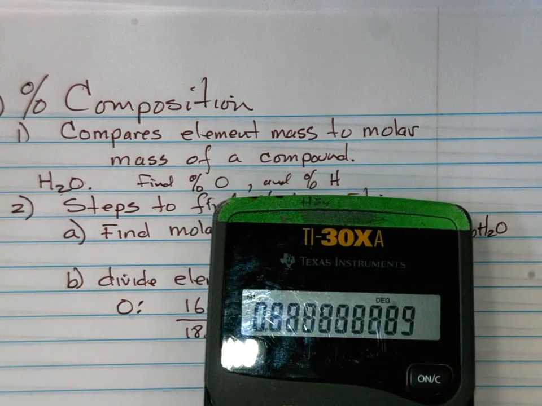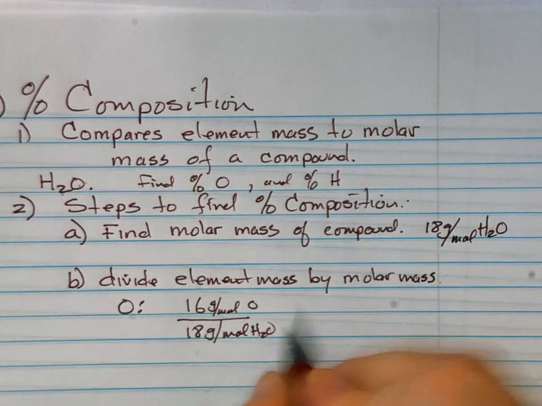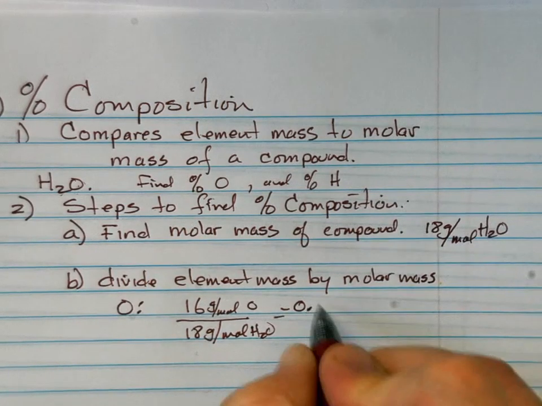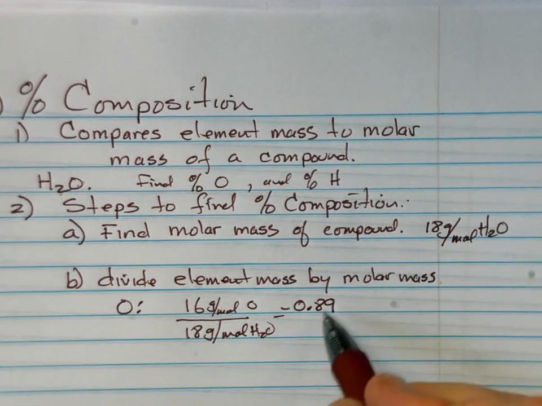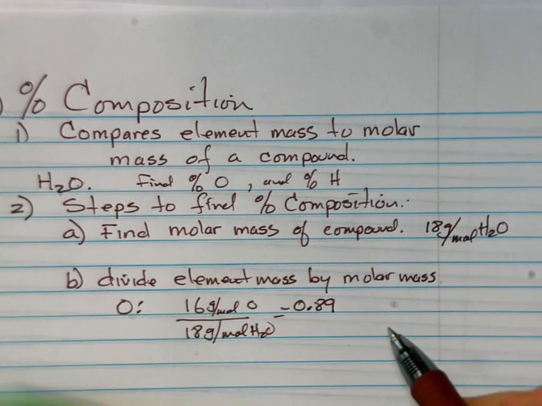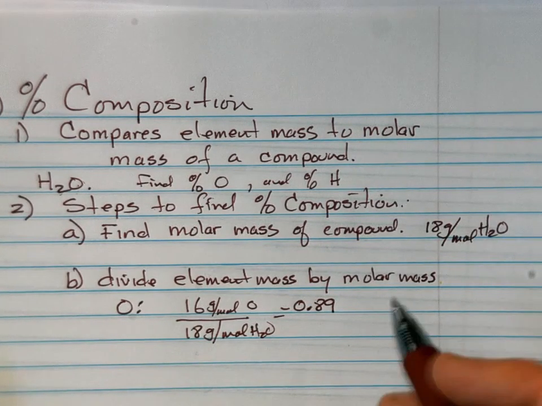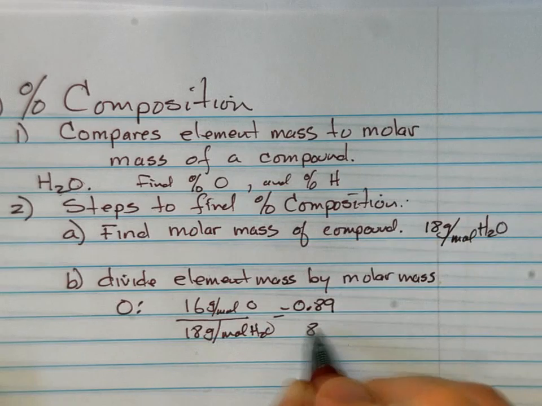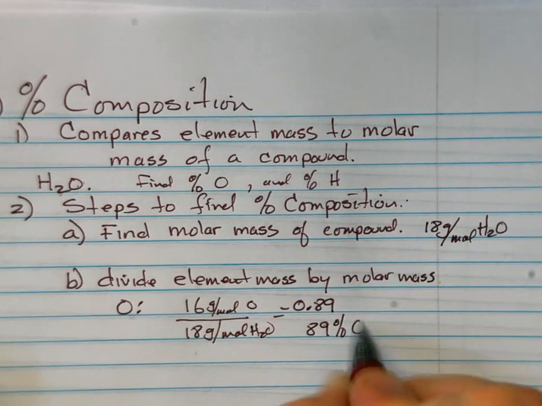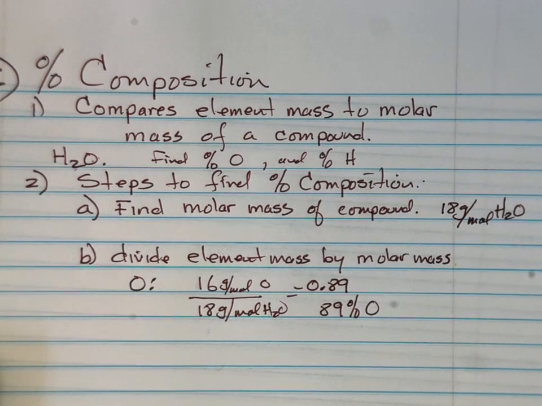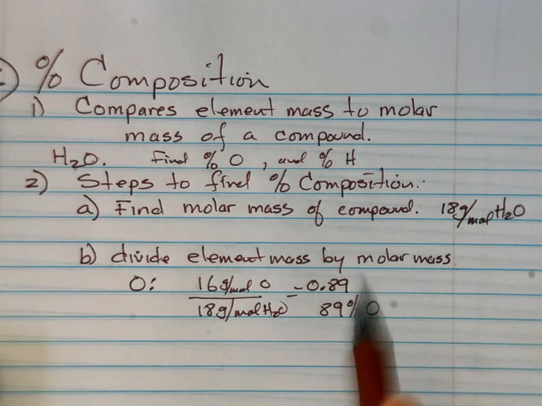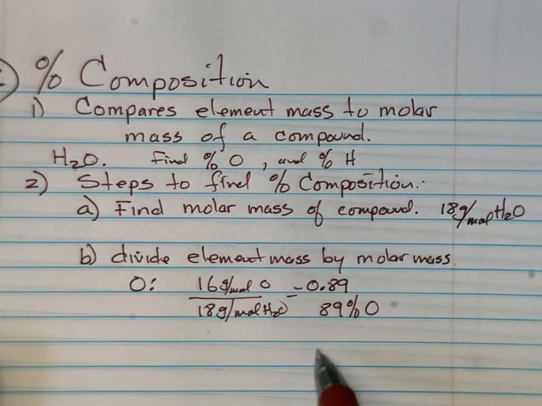We'll go to 2 decimal places. I recommend always going to 2 decimal places. So 0.89. What percent is that decimal? It becomes 89% oxygen. So at this point, you should know what the percentage of hydrogen has to be. It's going to have to be 11, right? Because these two have to add up to 100%.